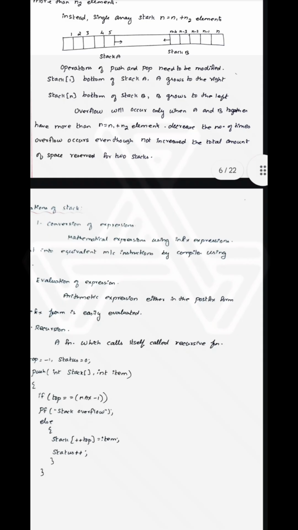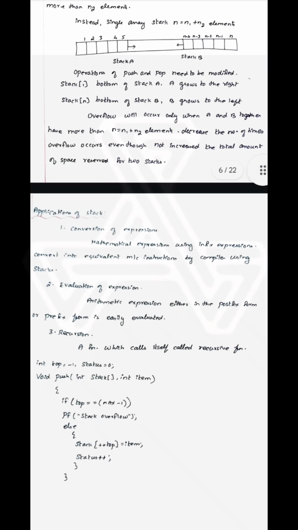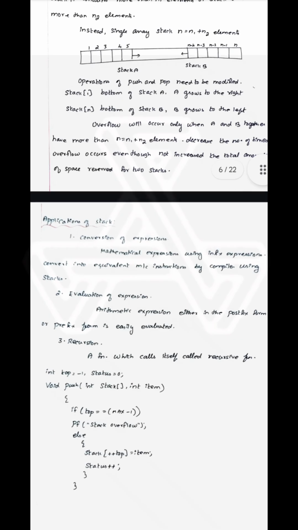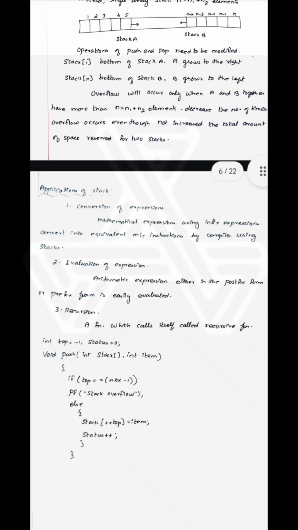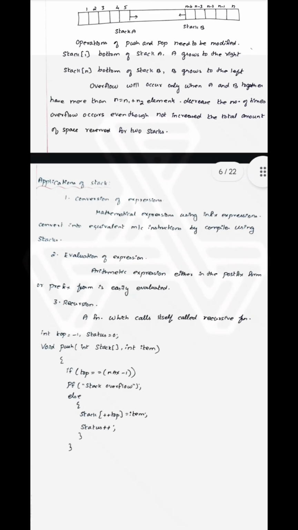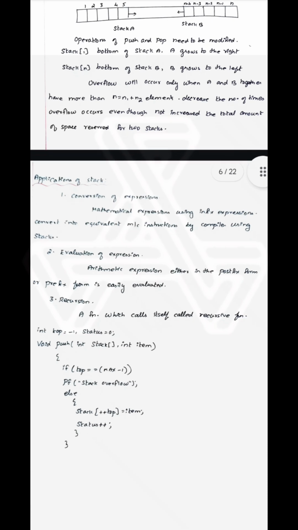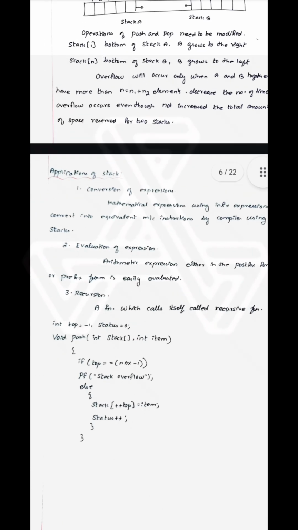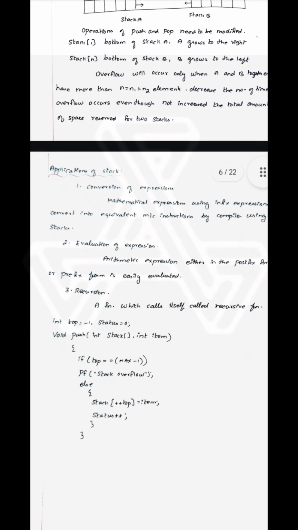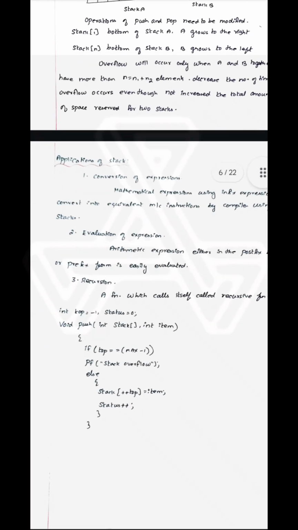Overflow will occur only when A and B together have more than n + 1 elements. This decreases the number of times overflow occurs even though it does not increase the total amount of space reserved for the two stacks.